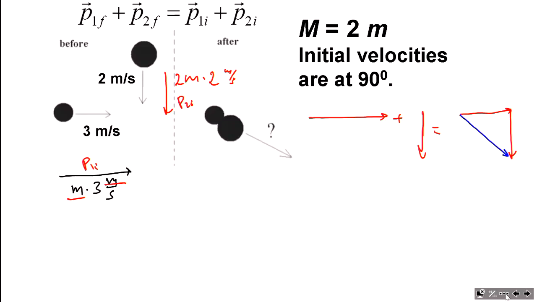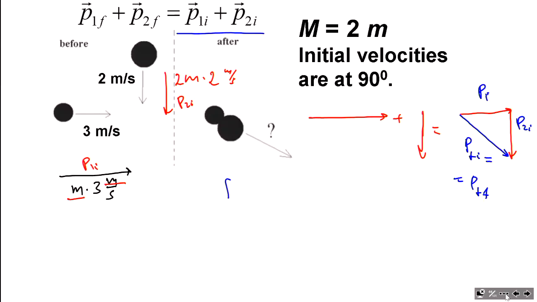By using a tail to a head rule, if this is P1 initial and this is P2 initial, that should be P total initial. On the other hand, because of the law of conservation of linear momentum, that also should be equal to P total final, the same arrow.